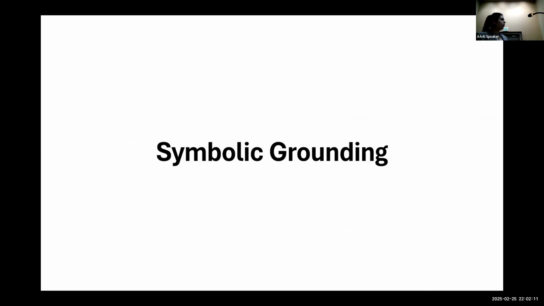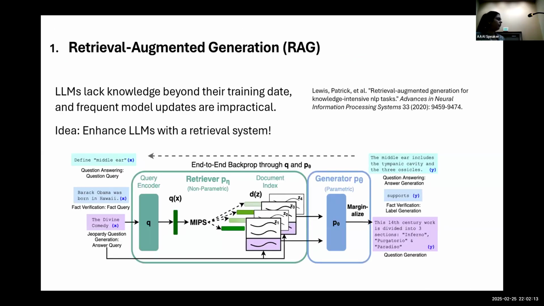Let's see symbolic grounding. For retrieval augmented generation, we all know that the knowledge is cut off for all the LLMs currently, and we cannot update these knowledge bases on a day-to-day basis. So we enhance our LLMs with a retrieval-based system using an external knowledge database.